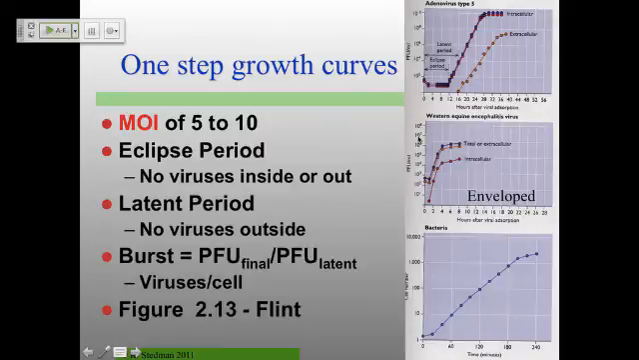Yeah? It's like a liquid culture. You're growing bacteria in an environment, at 5 minutes, 1 hour, 5 hours, you take some of it out and you do a plaque assay on it. Yep, exactly.